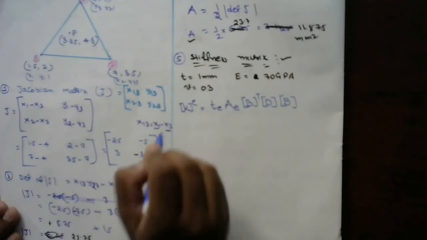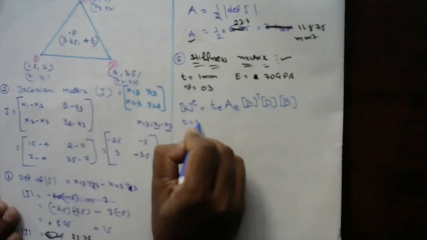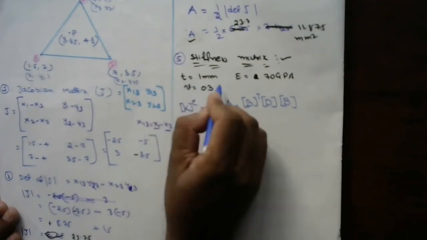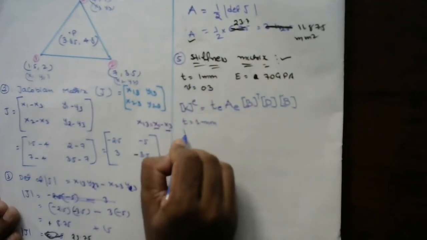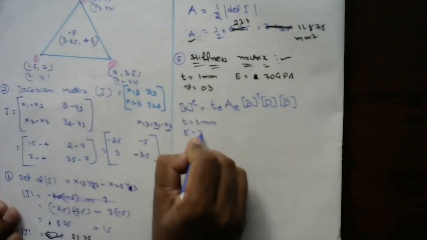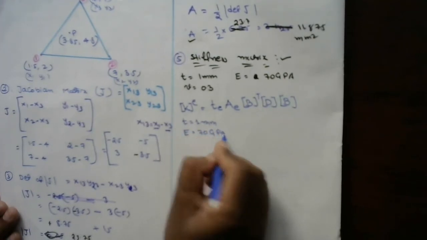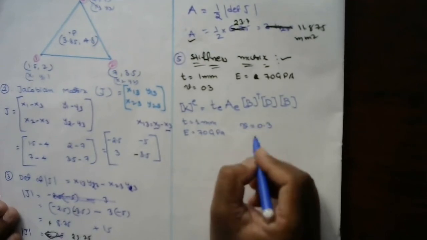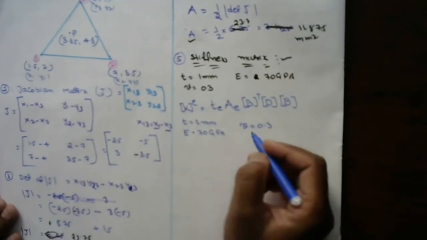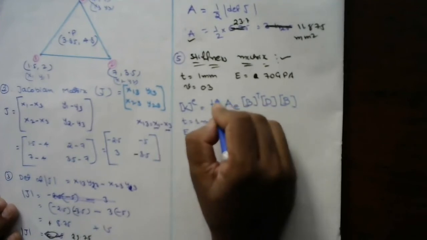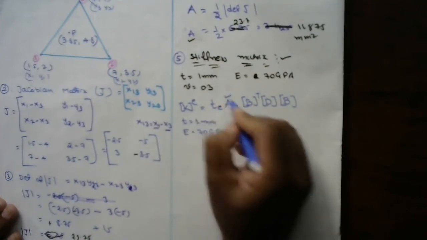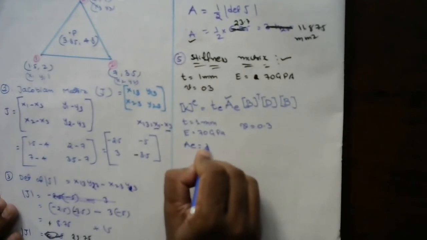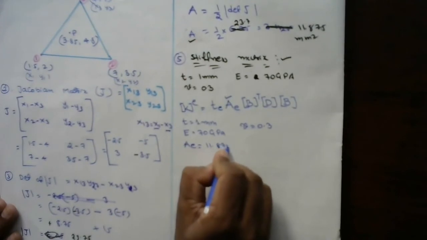Here, the thickness is given in the problem. It is equal to 1 mm. As well as the Young's modulus is also given, it is equal to 70 gigapascal, and Poisson ratio is given that it is equal to 0.3. So this is the data given in the problem. Now in the previous slide, I have calculated the area. So the area of a CST element is nothing but 11.875.